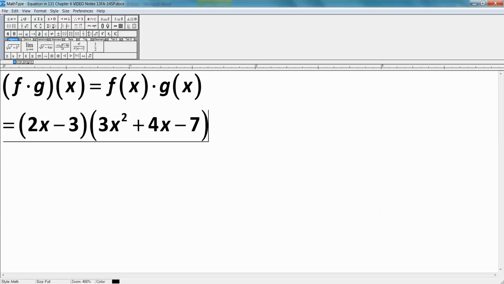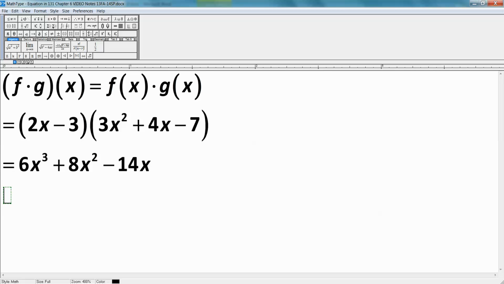All right, so let's see here. And again, we can do the lineup thing. We're going to do 2x times each of these things. So that's 6x to the third plus 8x squared minus 14x. Not too bad on that one.